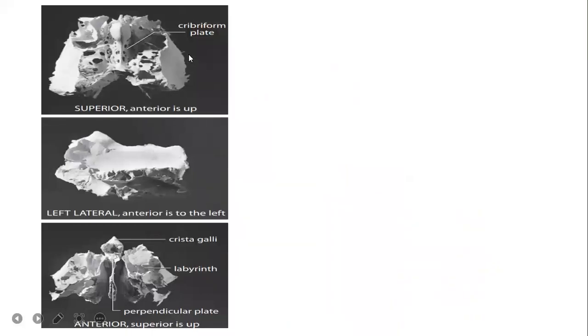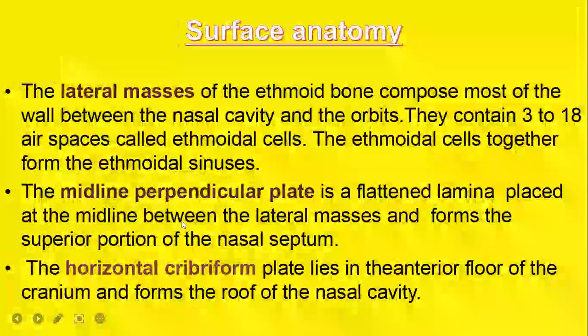So the same bone: cribriform plate, superior and anterior is up, lateral or the left, which is anterior, is to the left. Then we have the anterior and superior is up: crista galli, labyrinth, perpendicular plate. So let's get to the description.